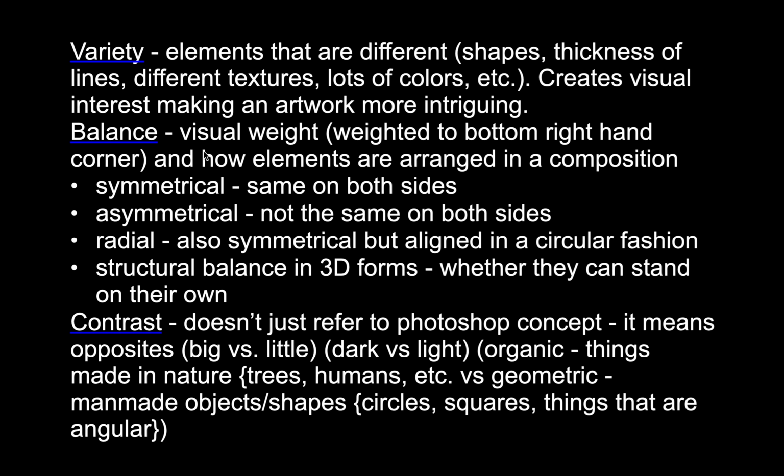So balance has to do with how elements are arranged in the composition according to its visual weight. So notice here we've got symmetrical, meaning that it's the same on both sides, asymmetrical, not the same on both sides. But this is assuming that we're discussing visual weight. So the visual weight is the same on both sides. The visual weight is not the same on both sides. Radial balance will look symmetrical, but when you look at it, you will realize that the visual weight is aligned in a circular fashion that's radiating from the center.